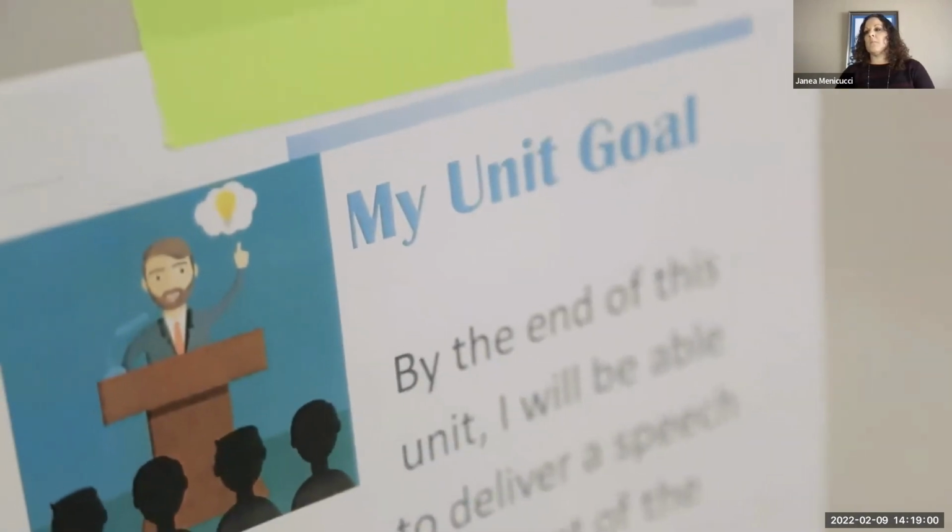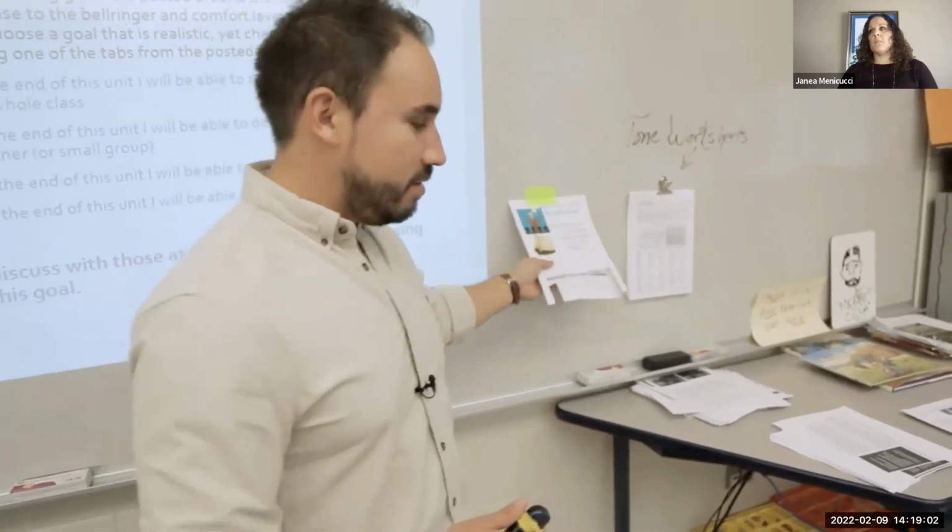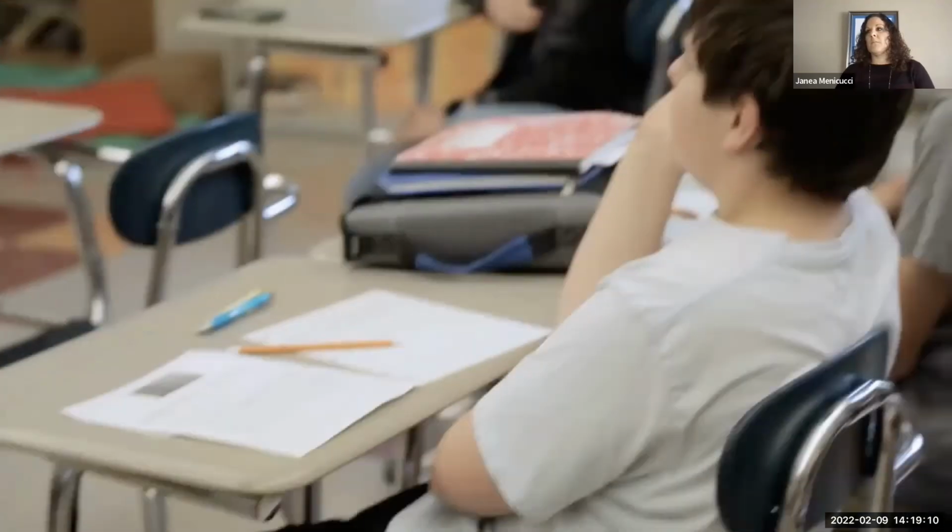And then you're going to pull one of the tabs. So if you look around the room, I have these things posted. The first one: by the end of this unit, I will be able to deliver a speech in front of the whole class. That's kind of like that big step, big goal. Next one: by the end of the unit, I will be able to deliver a speech in front of a partner or small group. The third one: by the end of this unit, I will be able to deliver a speech to Mr. Costa. That is over on my chair.